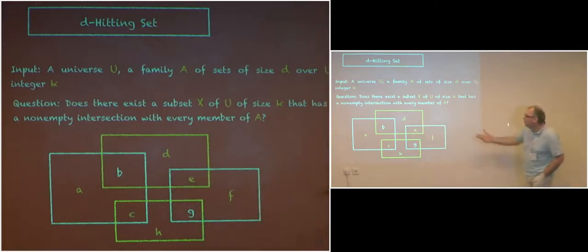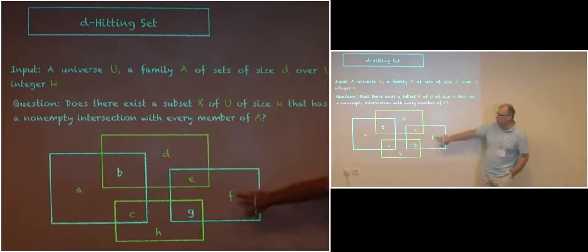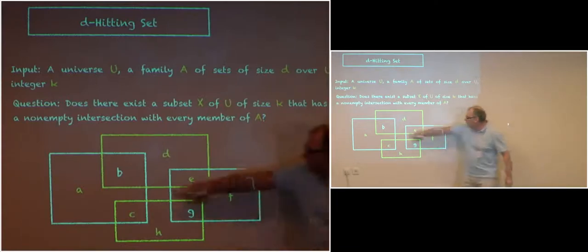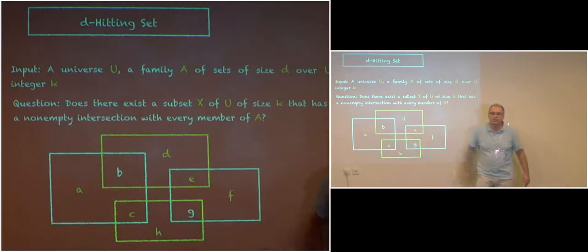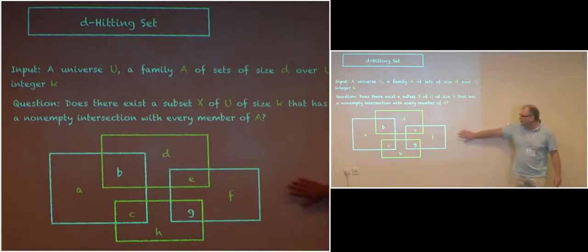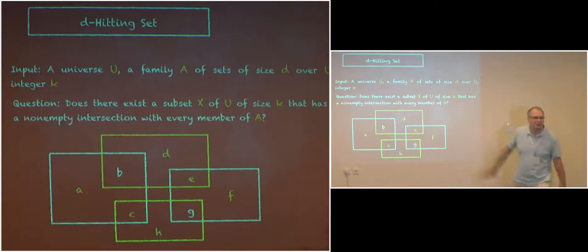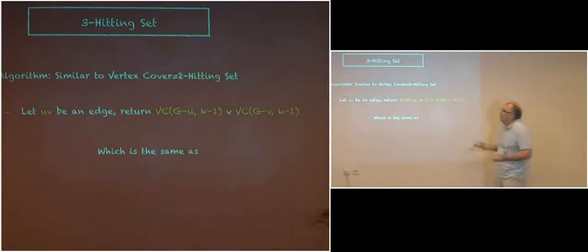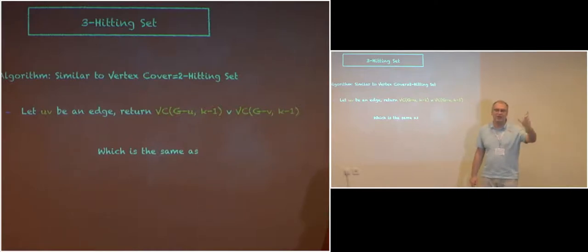For example, here I have an example with 4 sets, each of size exactly 3. A hitting set here is B and G, and I cannot find a hitting set of size 1. Once again, hitting set is a generalization of vertex cover. Vertex cover is more or less the 2-hitting set: if I look at the edges of the graph as pairs of elements, this is the hitting set.